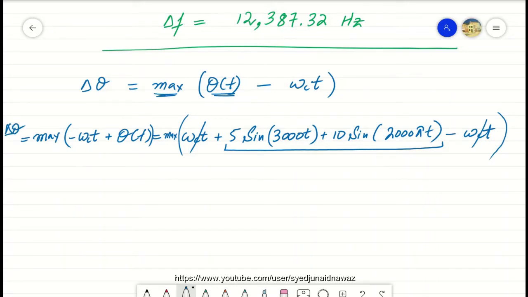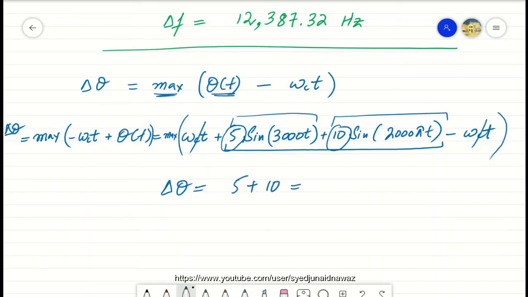So again here we have two sinusoids being added to each other, of different frequencies and different peak amplitudes. If we add these two sinusoids, the peak amplitude of the resultant signal will be equal to the addition of the peak amplitudes of these two sinusoids. So the peak phase shift experienced by this signal is equal to 5 plus 10 radians, that is equal to 15 radians.